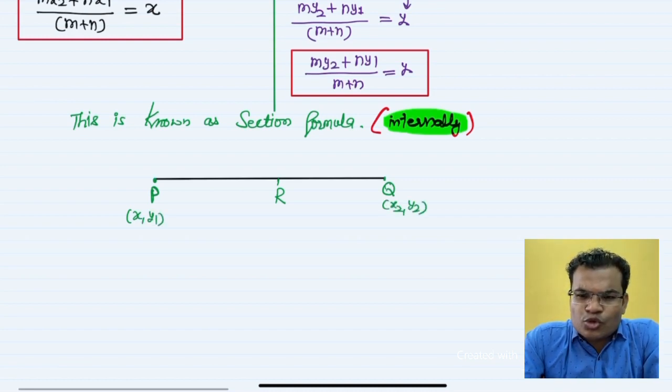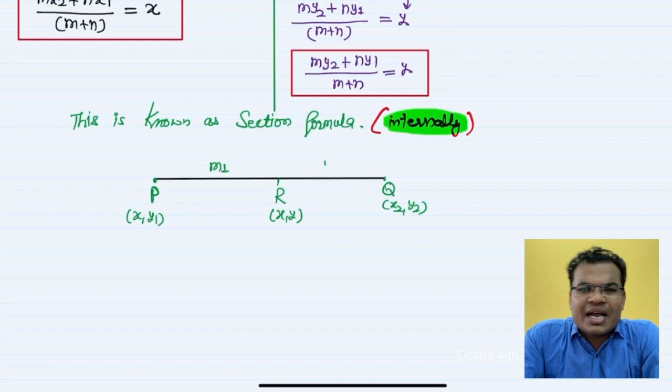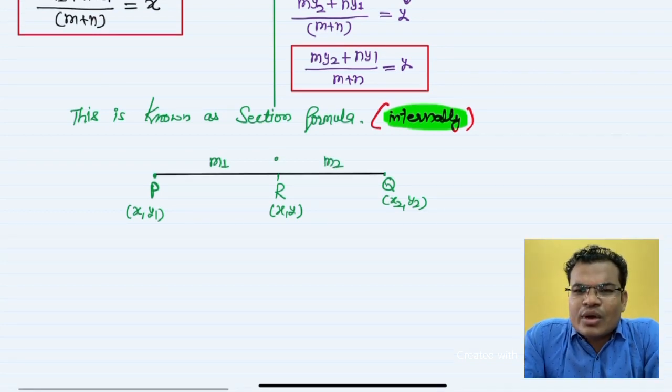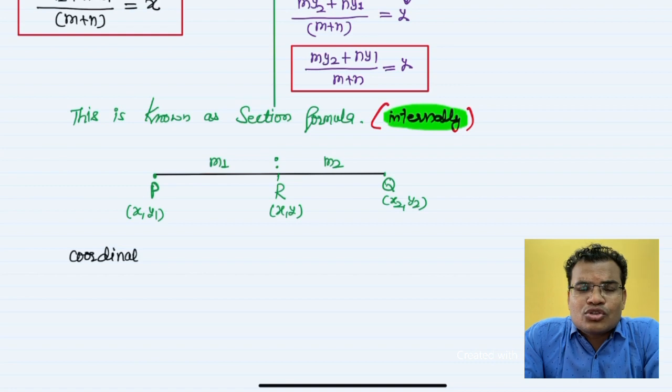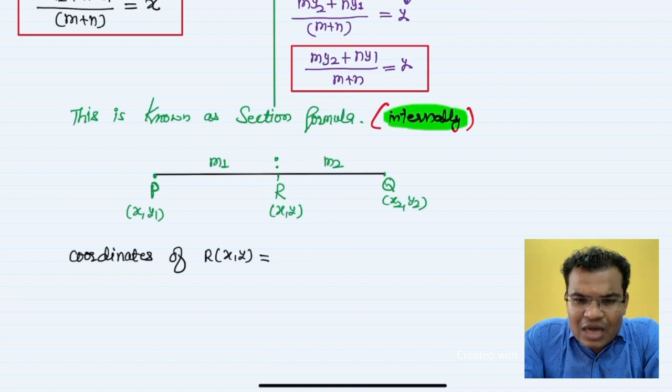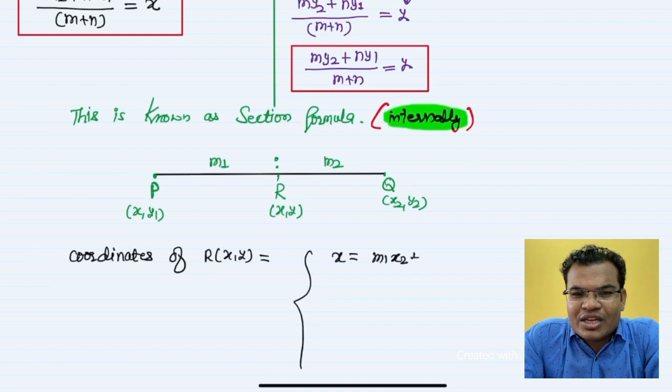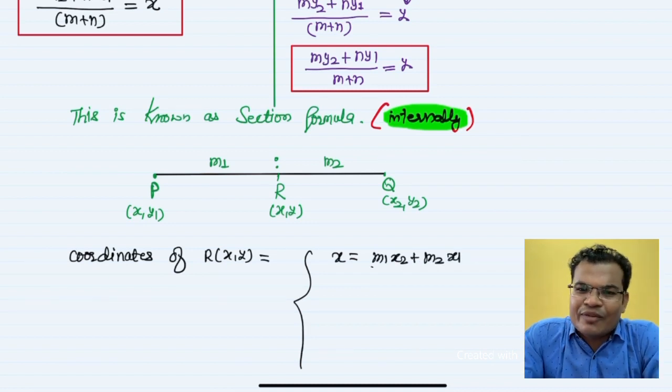The coordinates of P and Q, x1 y1 and x2 y2, are given, and the ratio m to n is given. In many books generally m1 and m2 are used in place of m and n. So the coordinates of the point x comma y are: x equals m1 x2 plus m2 x1, upon m1 plus m2.